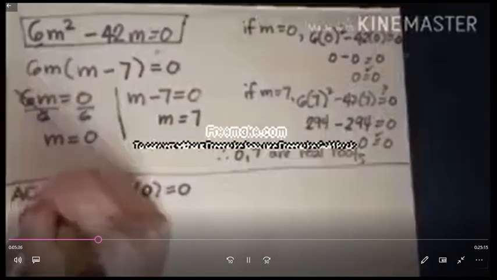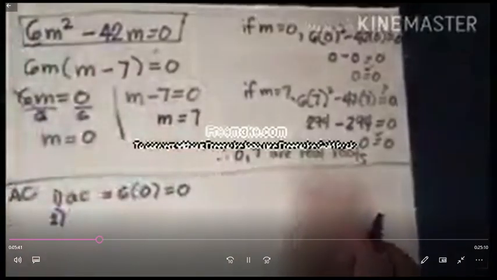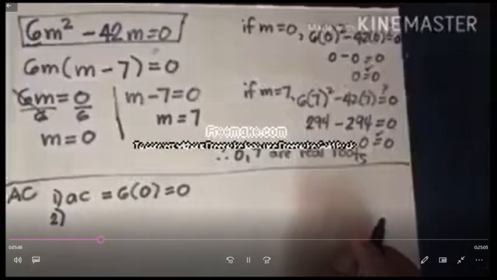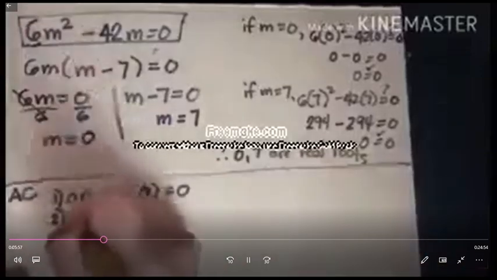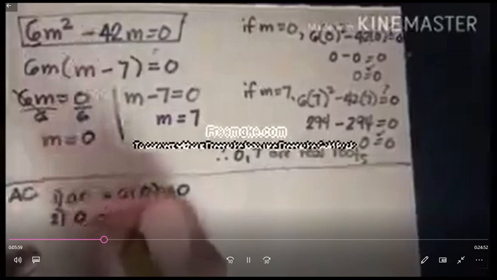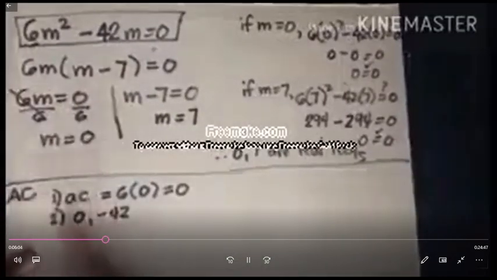Next, second step, we are going to find the factors of A times C such that when added is equal to B. And what is our B? Negative 42. So, what are the two factors of 0 that when added equal negative 42? So, the two factors would be 0 and negative 42. Right? 0 times negative 42 is 0. 0 plus negative 42 is negative 42.